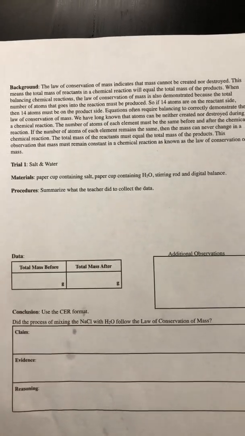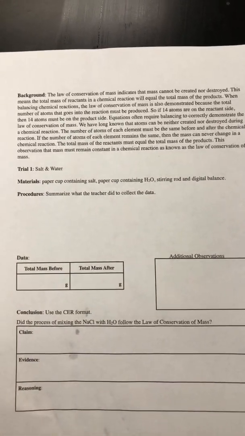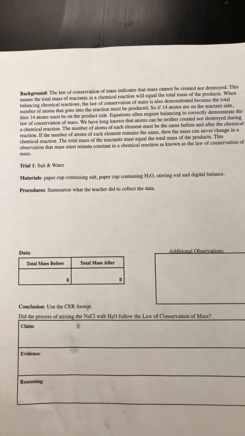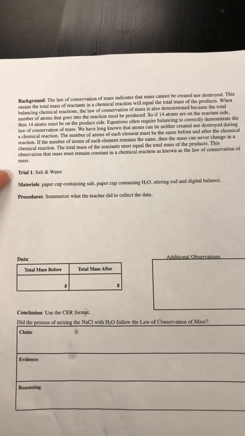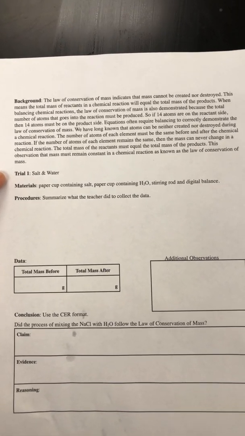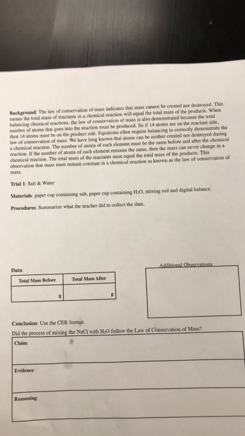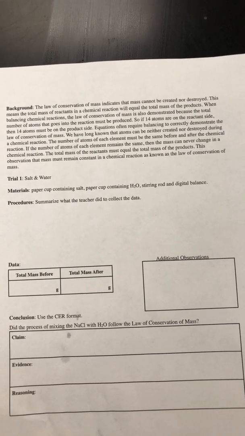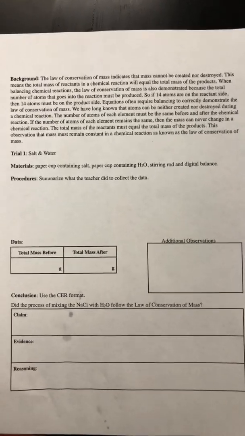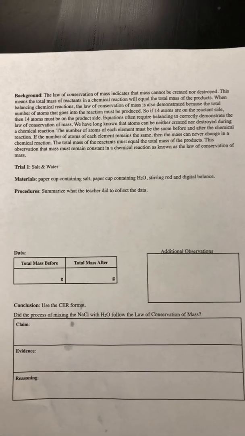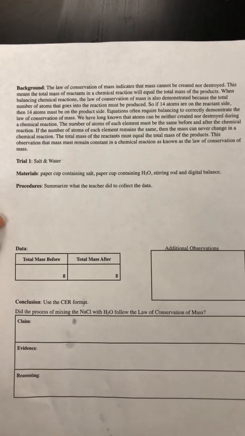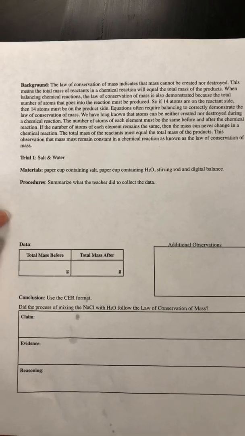So now part two, I've provided you some background on your document, reminding you about the law of conservation of mass, which is also in your notes, and we're going to collect some data. So trial one, we're going to work with salt and water, and so I have a paper cup that's containing salt, a paper cup containing water, I have a stirring rod, and I have a digital balance. So as I am working with the materials, you need to pay attention and do a brief set of procedures, a summary of how I collected the data.